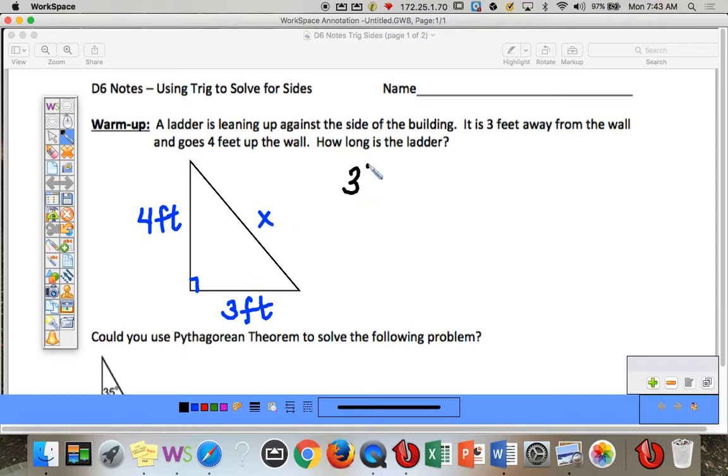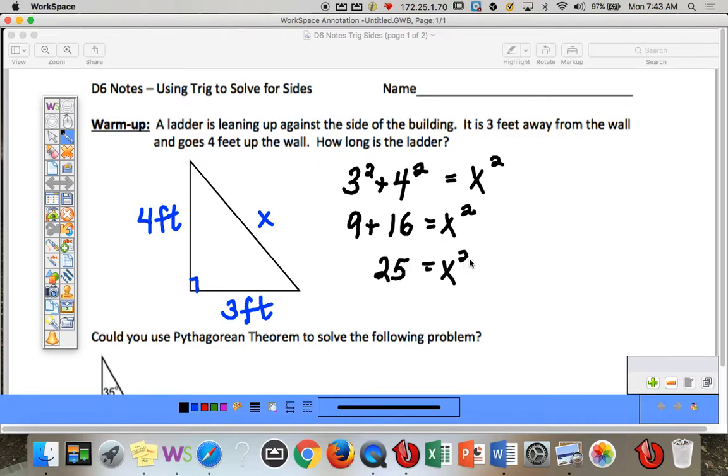So we have 3 squared plus 4 squared, our two legs. I know they're legs because they're connected to the 90-degree angle, equals x squared. 3 squared is 9, 4 squared is 16, equals x squared. 25 equals x squared. We can take the square root of each side. So the ladder is 5 feet tall.